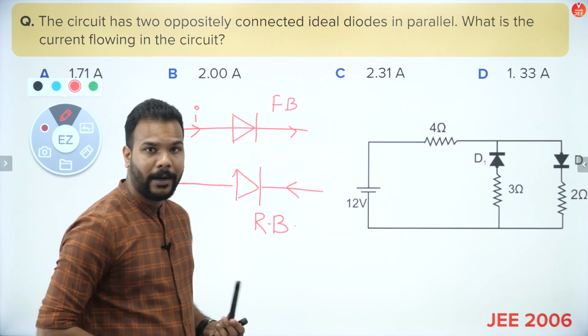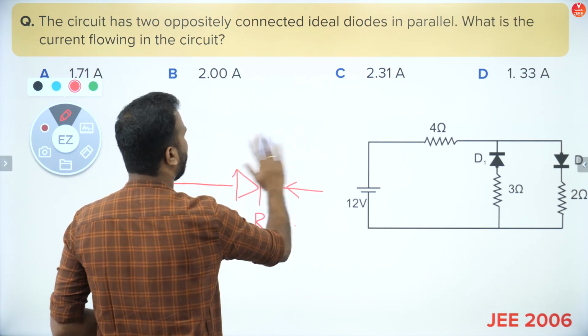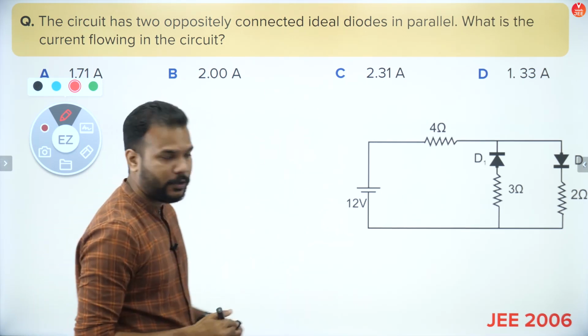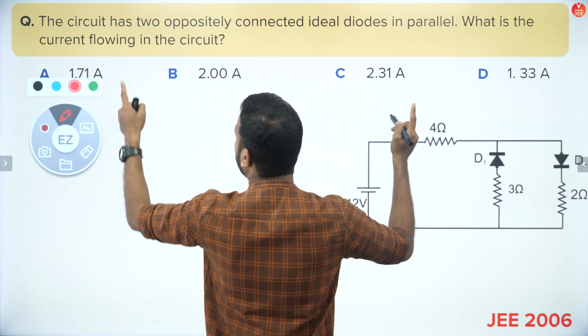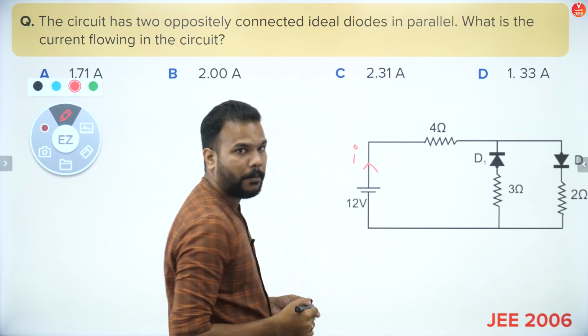And this logic will be required when you are solving many questions which have come in JEE, and in general when you are solving questions related to a diode in the circuit. Okay, now see this. If this is the battery, what we have to find out is basically the current flowing in the circuit.